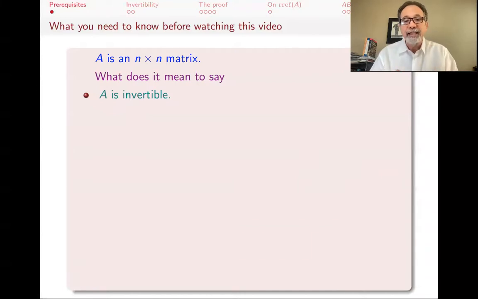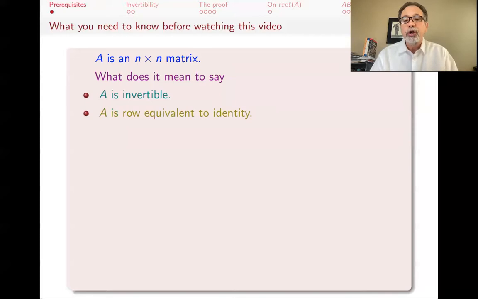Basically, all that means is that there's some other square matrix B such that A times B and B times A are the identity matrix. The identity matrix is the matrix which has one down the diagonal and zeros everywhere else. The special thing about the identity matrix is that when you multiply it by other matrices, nothing happens and you get that other matrix back.